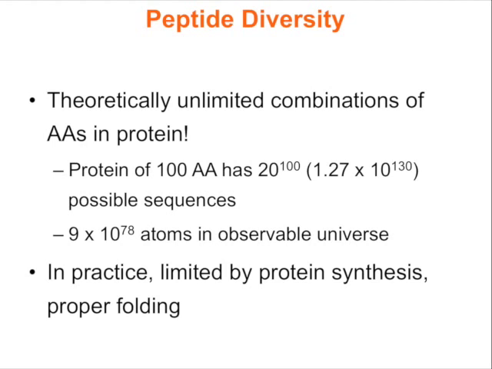Now, primary structure of proteins, like I said, is the sequence, and the sequence is theoretically nearly unlimited. There are 20 possible amino acids to include at any individual position of a protein. And so there are 1.27 times 10 to the 130 possible sequences for a given 100 amino acid protein. And that's a fairly short protein. So a lot of possible sequences. It's more than double the number of atoms in the observable universe. So a lot of possible combinations.